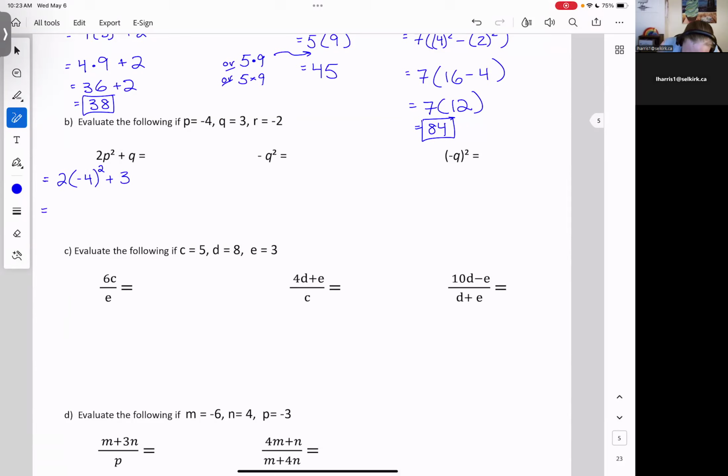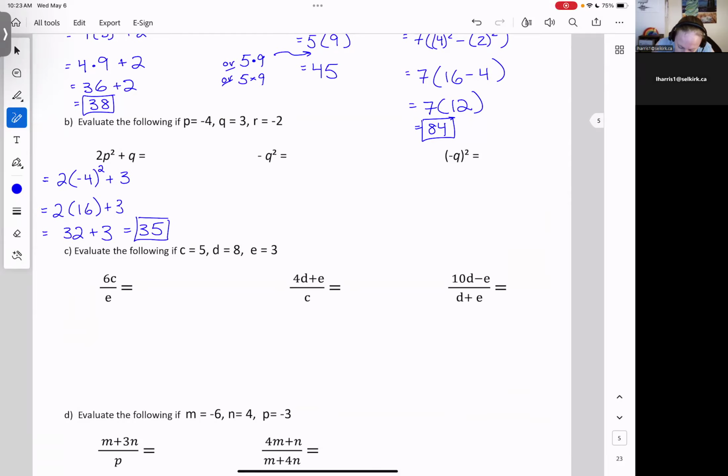Okay, now we're going to follow BEDMAS, which tells us to do our exponents. -4 squared is -4 times -4, which is positive 16. Then with BEDMAS, our next thing would be to multiply. So we would get 32 plus 3, which gives us 35.